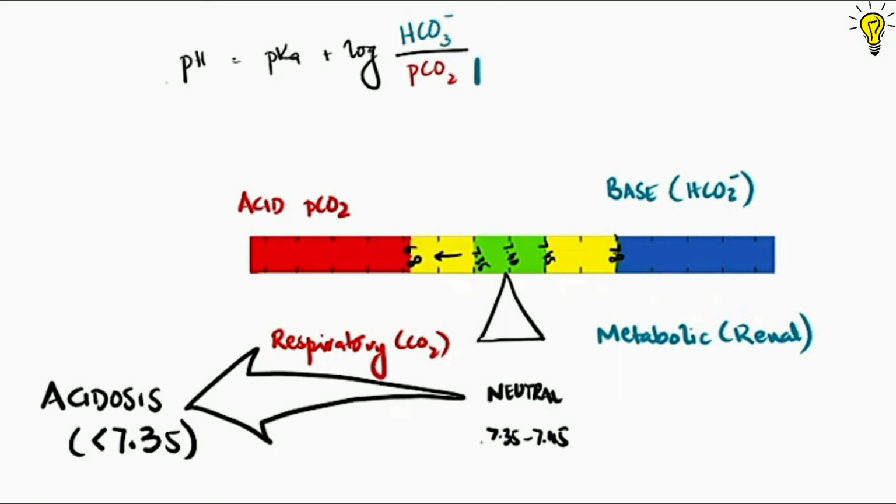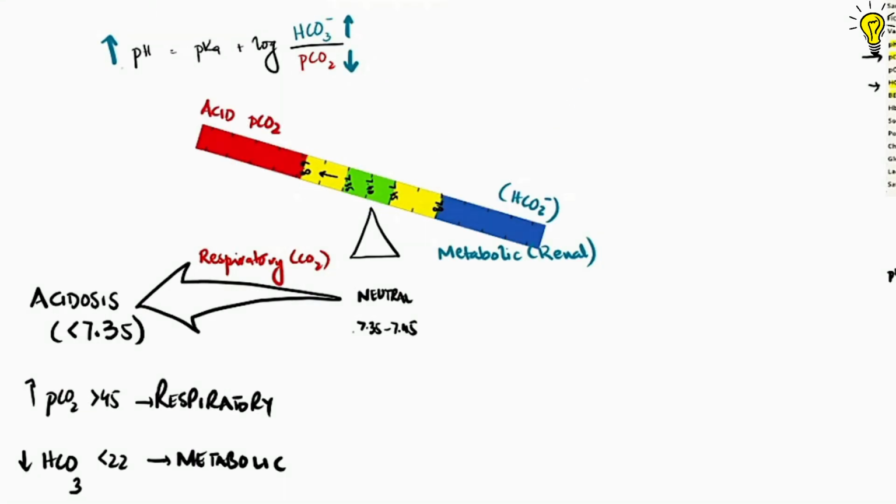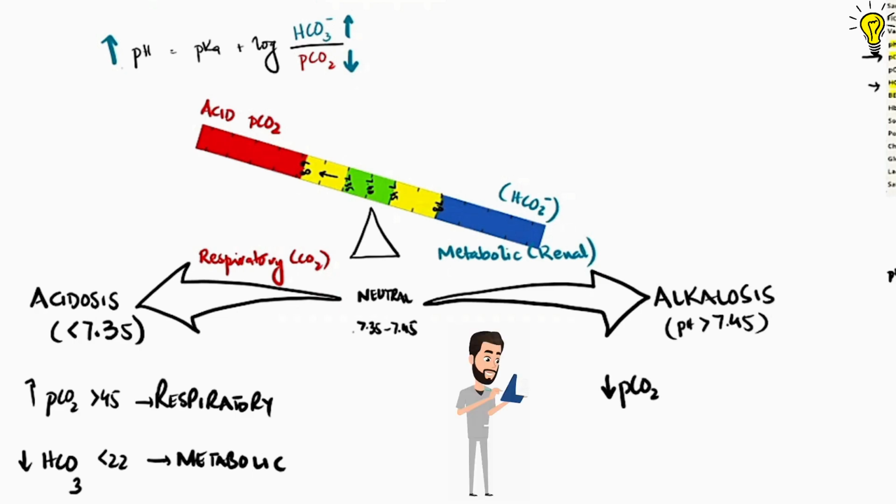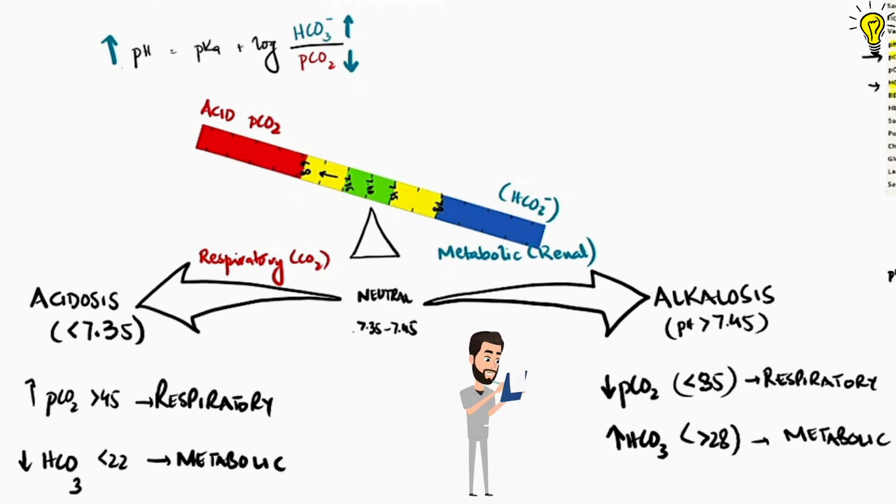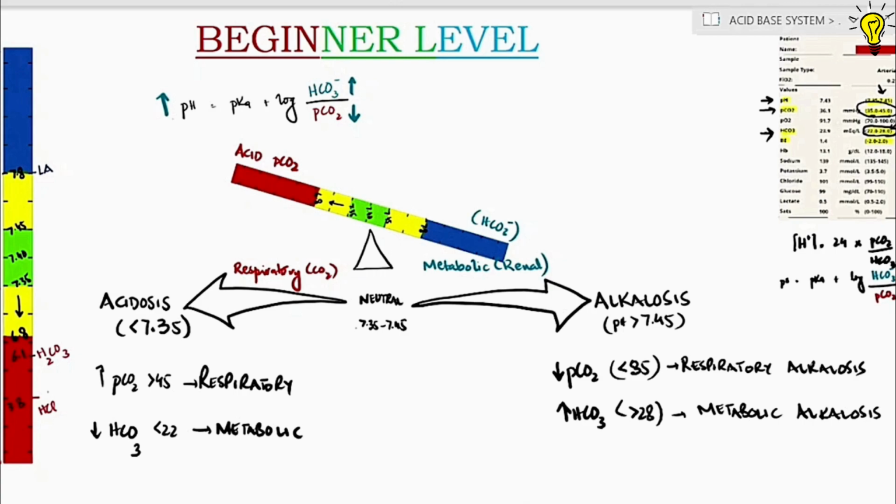On the contrary, if we reduce the carbon dioxide in the denominator or increase the bicarb, pH would move upwards. This condition of pH greater than 7.45 is called alkalosis. If due to reduced carbon dioxide levels, it is called respiratory alkalosis, and if due to raised bicarb, it is called metabolic alkalosis. Remember the mnemonic for detection of the primary anomaly.